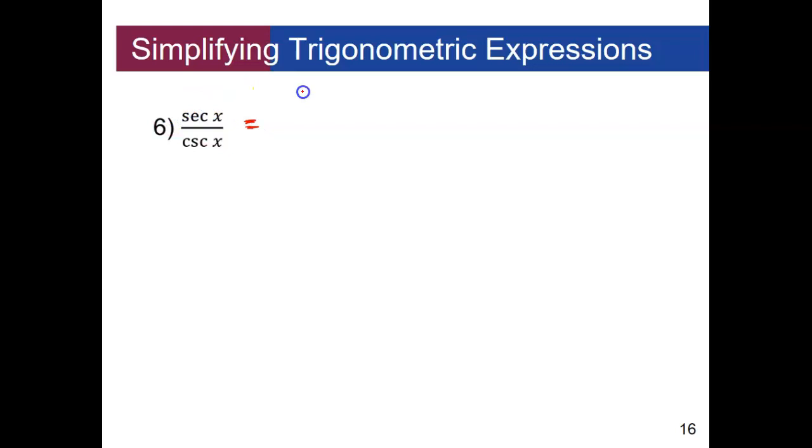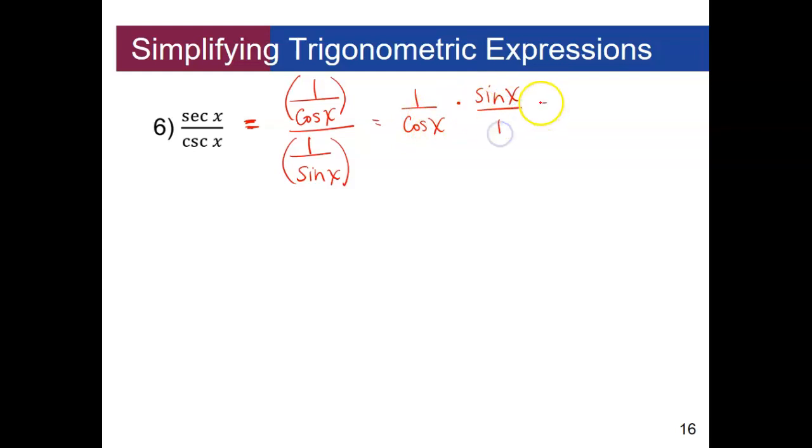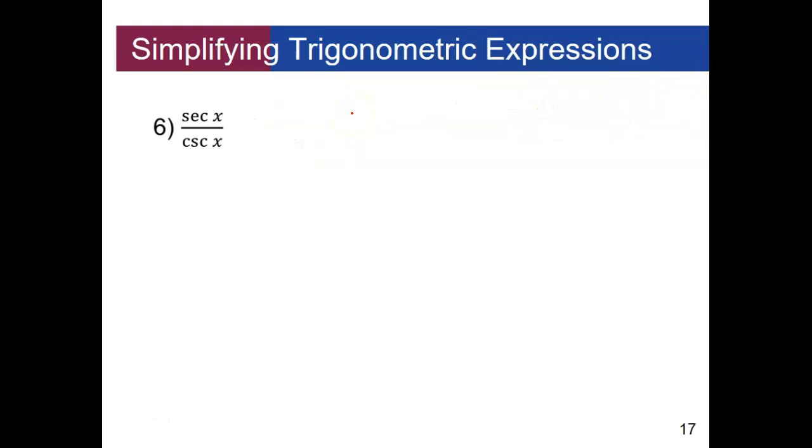So in the place of secant of x, I'm going to put in 1 over cosine of x. And in the place of cosecant, I'm going to put in 1 over sine of x. Okay, here I have two fractions that are being divided. So anytime I have two fractions being divided, I'm going to do keep, change, flip. So that's going to give me the sine of x over cosine of x. And sine over cosine is tangent. So again, all these steps are necessary to show me that that equals tangent.